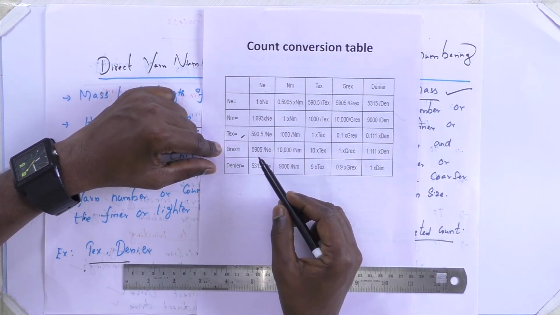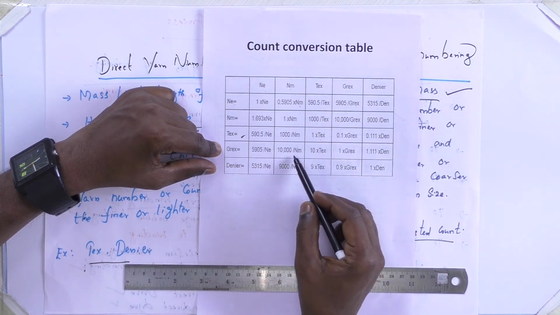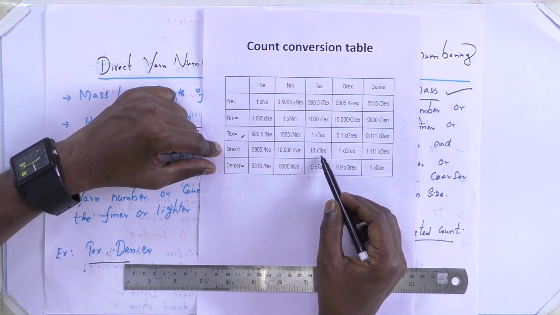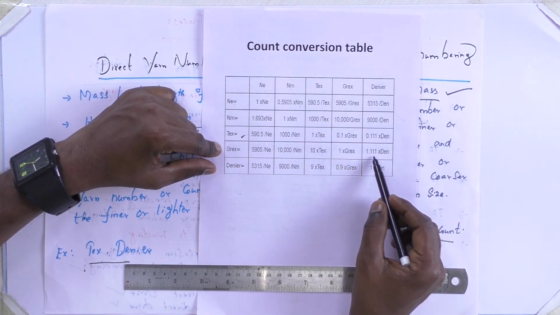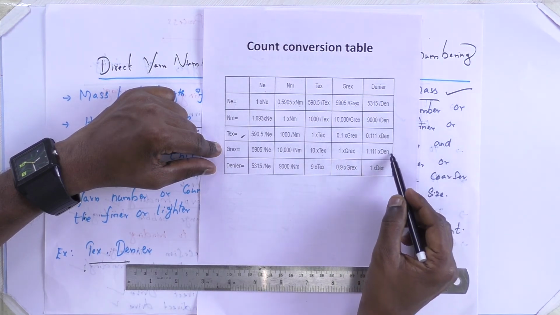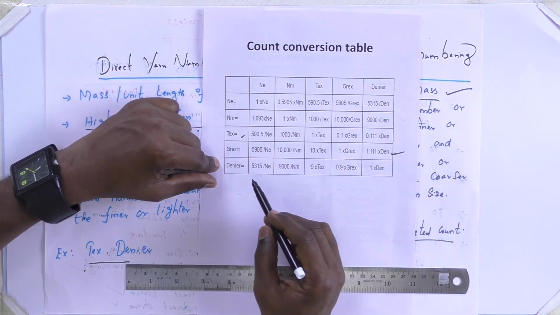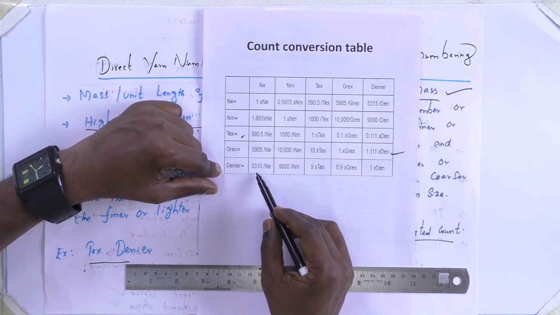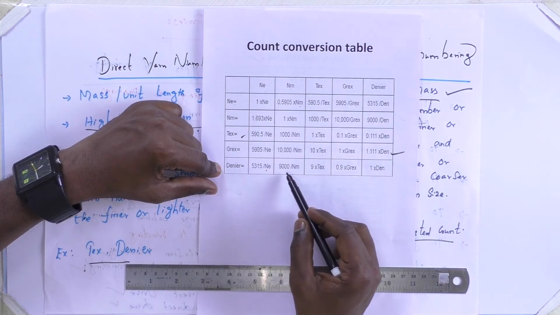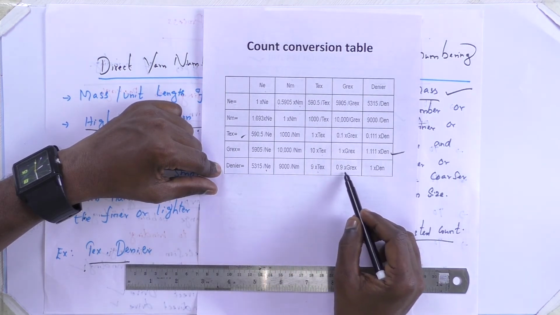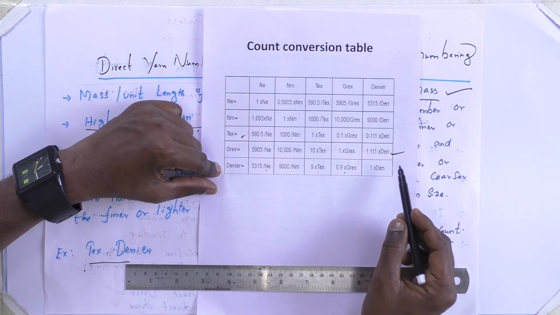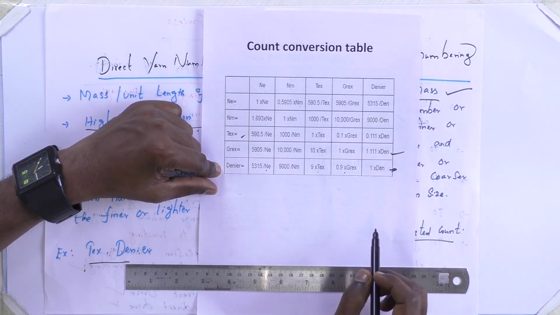For grex, 5905 divided by NE, 10,000 divided by metric, 10 into tex, 1 into grex, or 1.111 into denier, you can get the count in grex. For denier, 5315 divided by NE, 9000 divided by metric, 9 into tex, 0.9 into grex, or 1 into denier, you can get the count in denier.